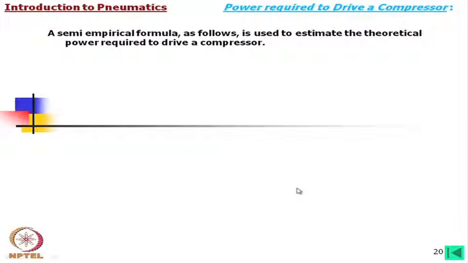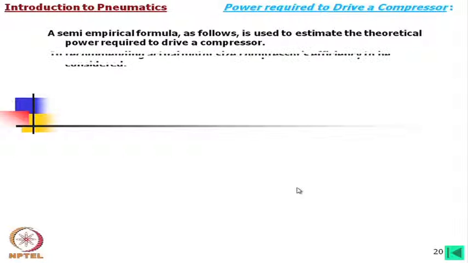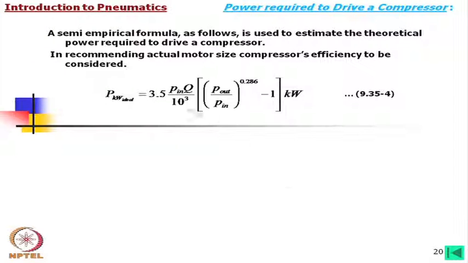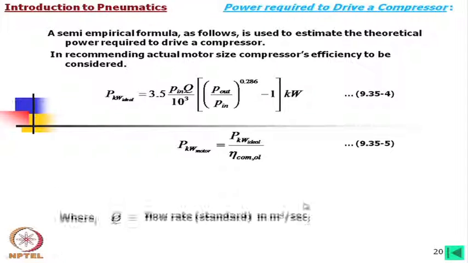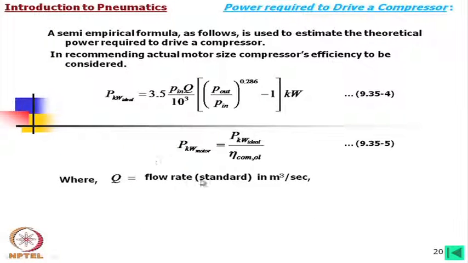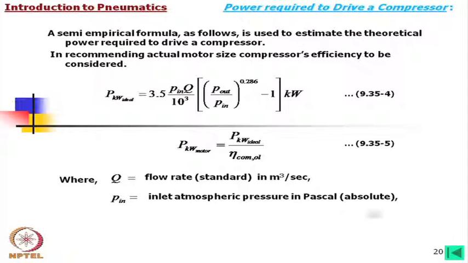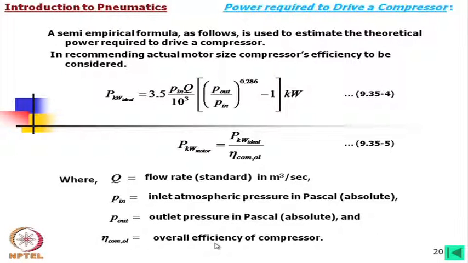Now, power required to drive the compressor: a semi empirical formula is used in recommending actual motor size, and compressor efficiency is to be considered. Then this is the semi empirical relation to calculate the power, where P is for the total of the motor, and then this is ideal. So, we are calculating the ideal one, and then we divide it by the overall efficiency to calculate the power. Q is the flow rate standard, P in is the inlet atmospheric pressure in Pascals, P out is the outlet pressure in Pascals in absolute, and this is the overall efficiency.